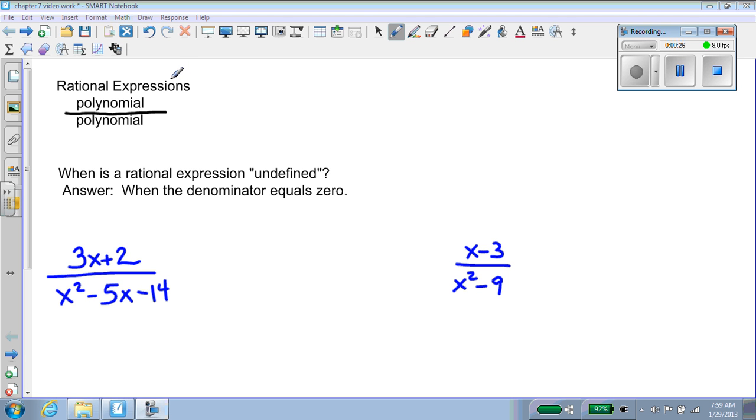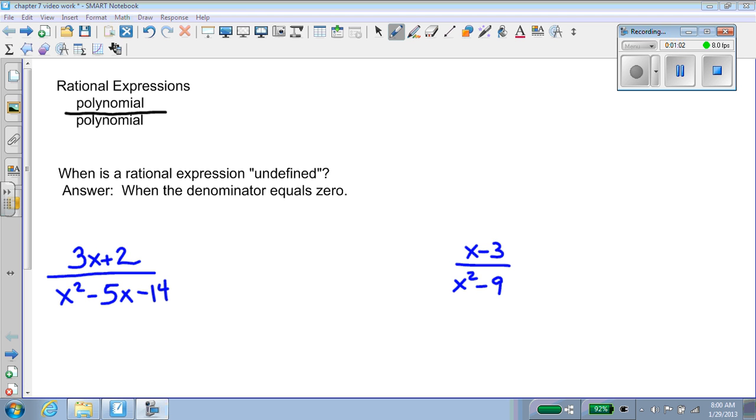Our first skill: when is a rational expression undefined? Meaning it doesn't make any sense? And the answer is when the denominator equals 0. We are never in math allowed to zero out the denominator of a fraction. So here are a couple of rational expressions. I have 3x plus 2 over x squared minus 5x minus 14. I also have x minus 3 over x squared minus 9.